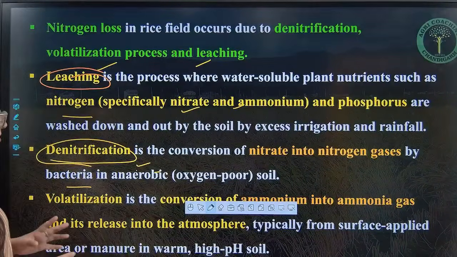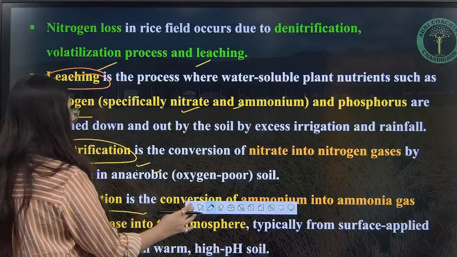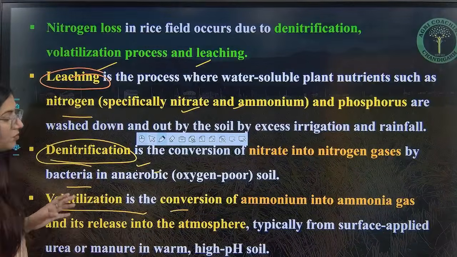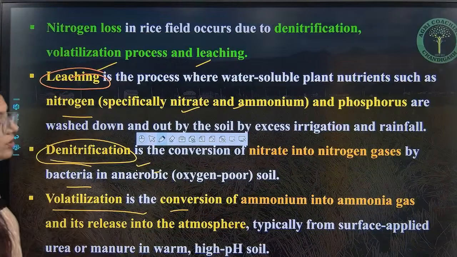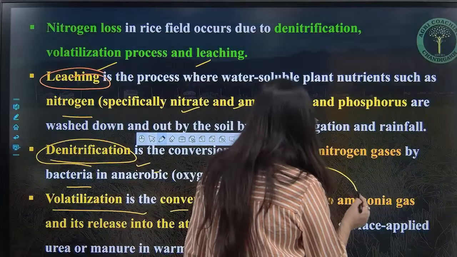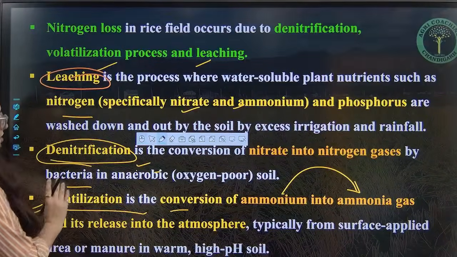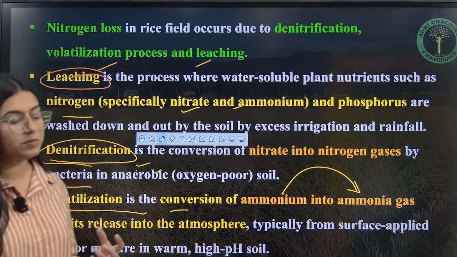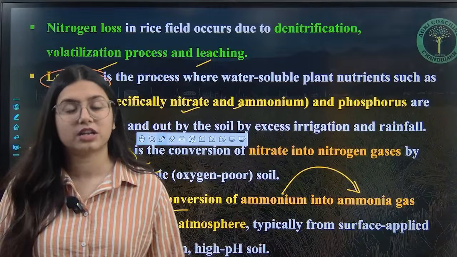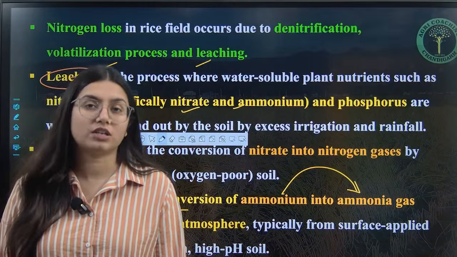Okay, and the third we have volatilization. Volatilization is the conversion of ammonium into ammonia gas. When ammonium converts into ammonia gas and it is released into the atmosphere, means the soil, the plant is not able to properly utilize it. This is known as a volatilization.